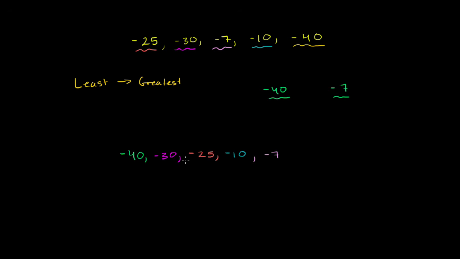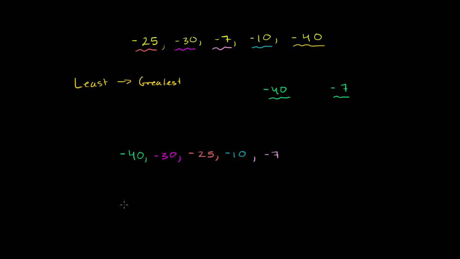And if it's still not obvious to you, you could also think of them in temperature terms. Which of these is the coldest temperature, whether you're talking about Celsius or Fahrenheit? Negative 40 would be the coldest temperature. Negative 7 would be the warmest temperature. There would be the most heat in the air at negative 7.